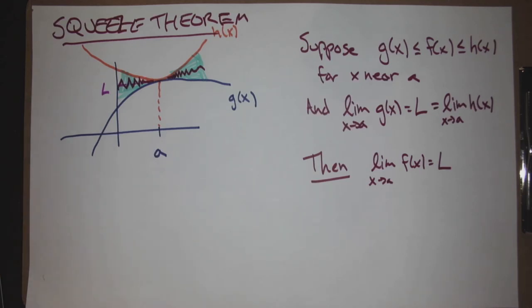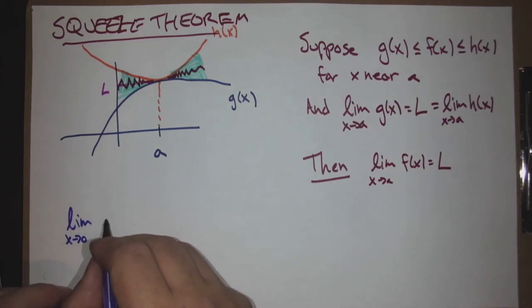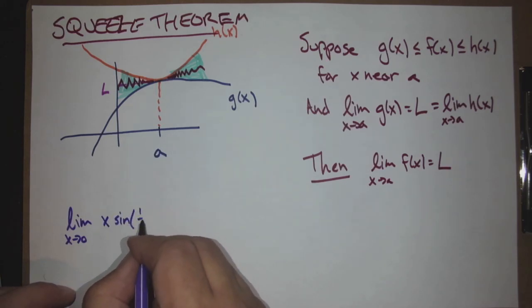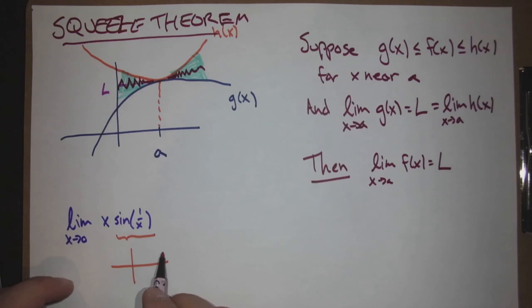Okay, now that seems not so surprising. How can we use it? Well, let's talk about one application. Suppose we want to do the following. What's the limit as x approaches 0 of x sine 1 over x? Now, do you remember what's happening with just the sine 1 over x part by itself? We drew it last time.